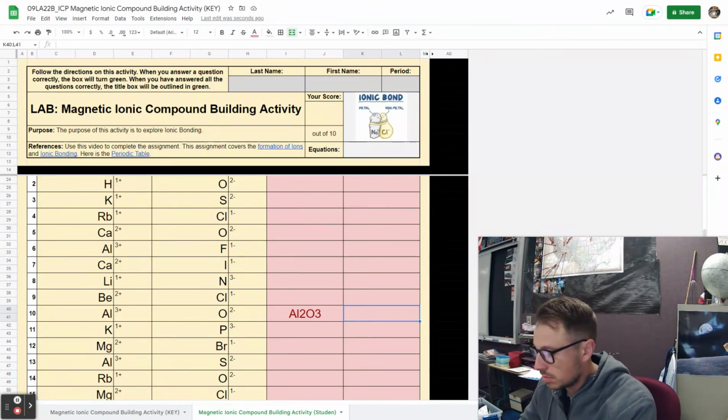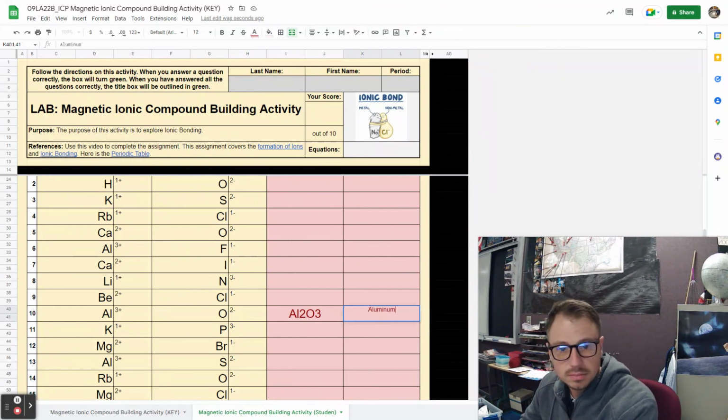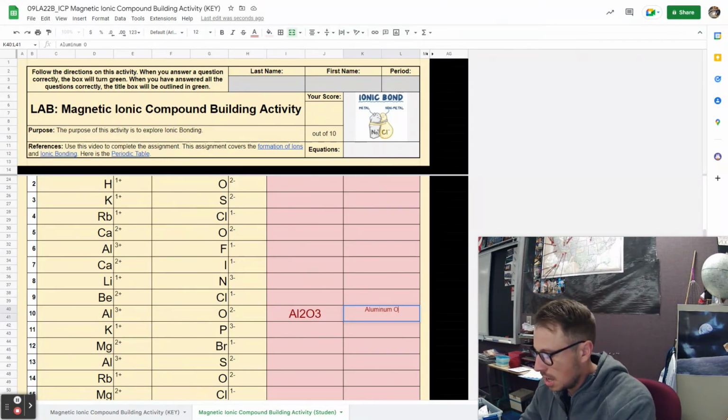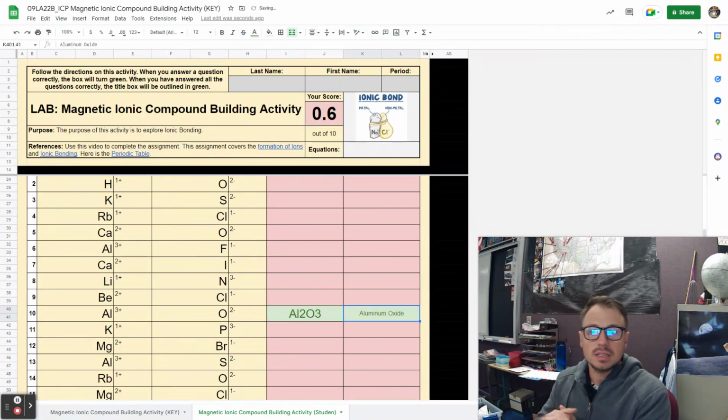Now you're going to write the name of the ionic compound. Remember, the positive cation is just aluminum. And then you drop the last part of the anion and just add "ide." So it would be oxide, right? Aluminum oxide. So good, got that one correct.